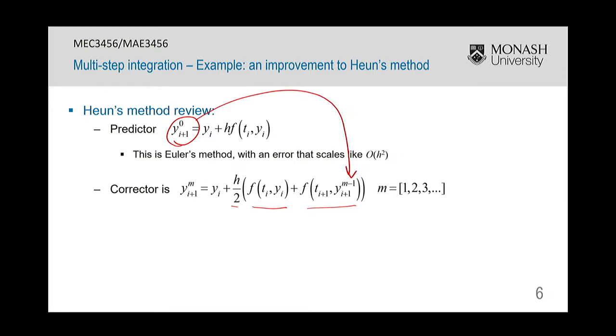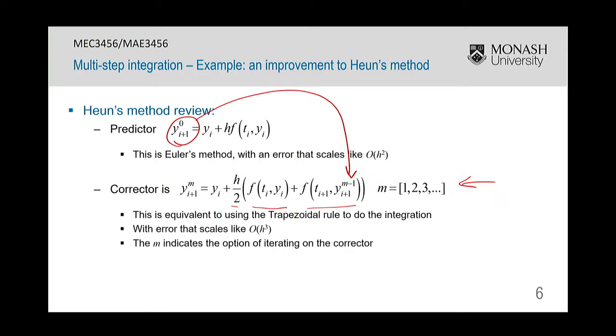Now, when we looked at Heun's method previously, we didn't iterate on this step. We only put y_{i+1}^0 in there and called it quits. However, we can iterate the corrector step multiple times if we wish. Turns out that this part of the right-hand side is equivalent to using the trapezoidal rule to undertake the integration. It's an h/2 multiplied by function value at the beginning plus a function value at the end. The trapezoidal rule has an error that scales like order h cubed. I've already mentioned that m indicates the option of iterating on the corrector if we want to. We don't have to, but we can.